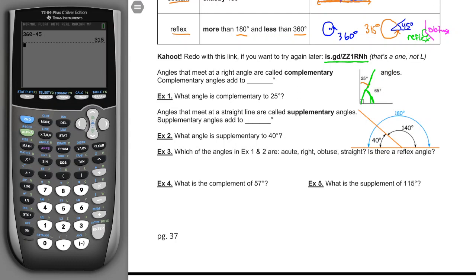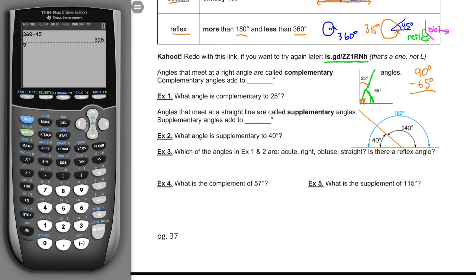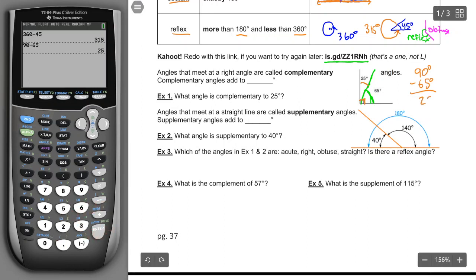But that should make sense to you because there's a total of 90 degrees here. If I've got 90 degrees and I use up 65 degrees on one side, how much is left? Well, 90 minus 65, sure enough, is 25 degrees. So complementary angles are angles that add up to a 90 degree angle. So what angle is complementary to 25? Well, 25 is complementary to 65. And so then 65 is complementary to 25.